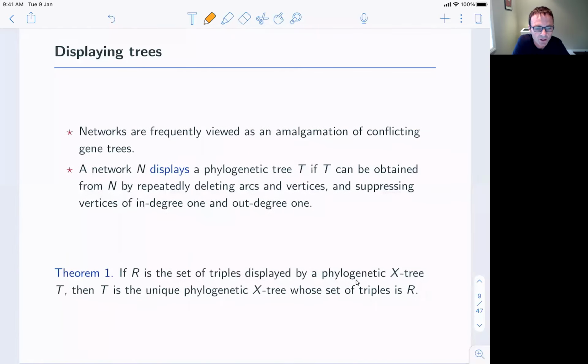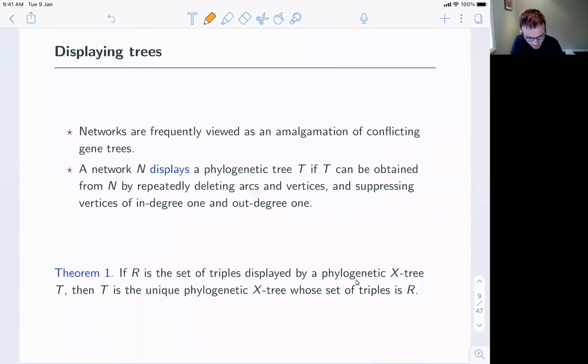And there's the original theorem we had. If R is a set of triples displayed by a phylogenetic tree T, rooted, and I've dropped the word isomorphism, but everything's up to isomorphism, then T is the unique phylogenetic tree whose set of triples is R.